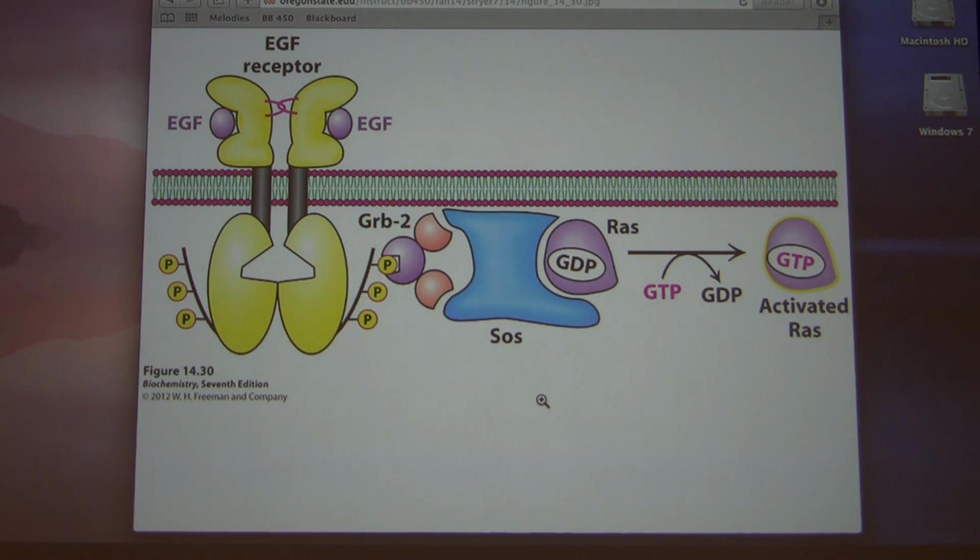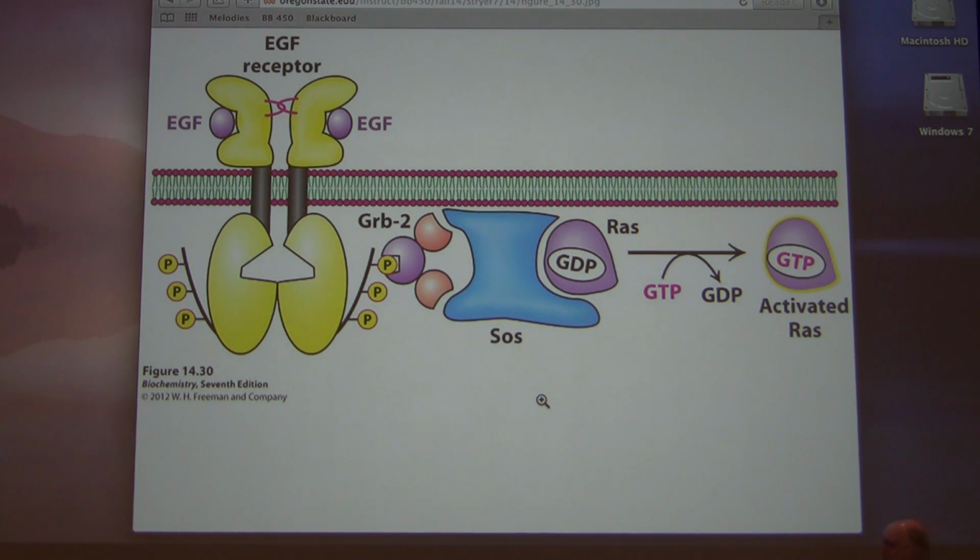If there's no EGF bound to the EGF receptor, the hands are closed inside themselves, and these receptors just float through the membrane as monomers. So it's the binding of the EGF by the EGF receptor that causes the monomers to extend their hands and dimerize. Everybody clear on that? The binding of the receptor causes the dimerization. That's different from insulin. With insulin, the receptor was already a dimer.